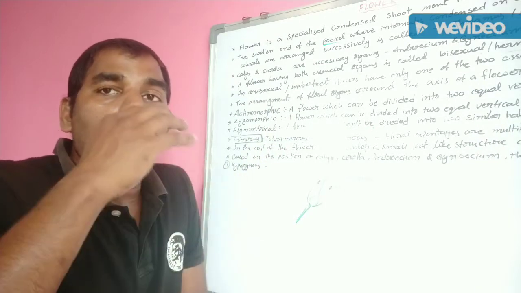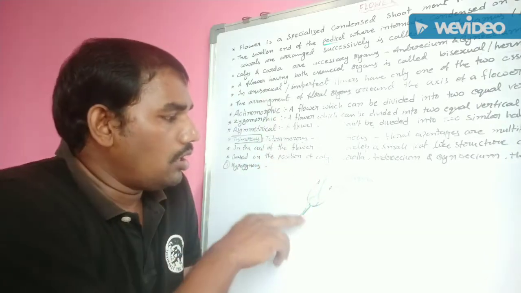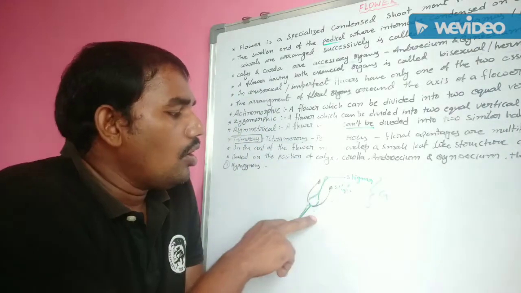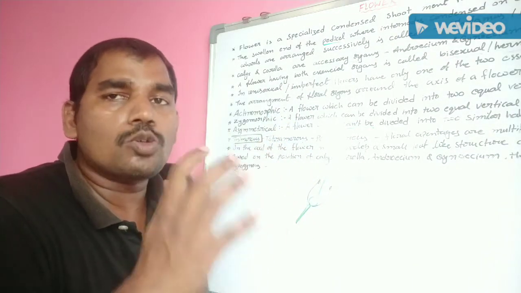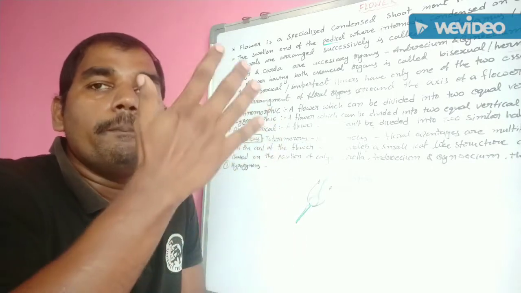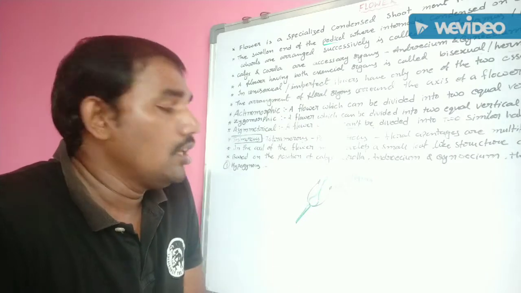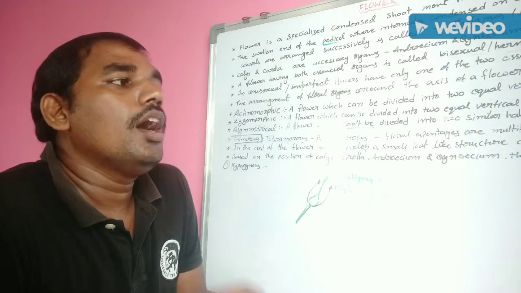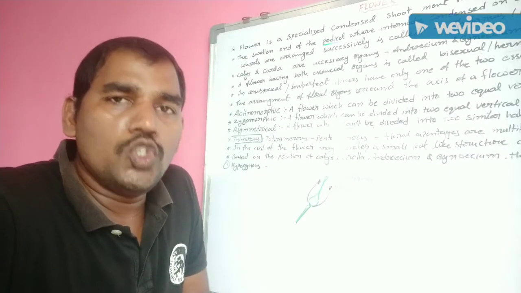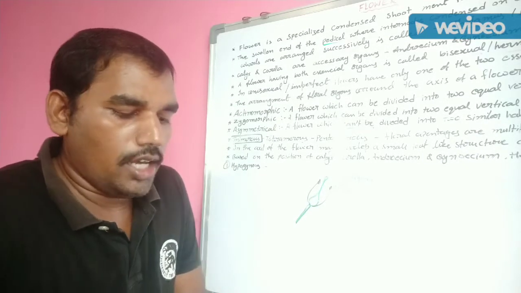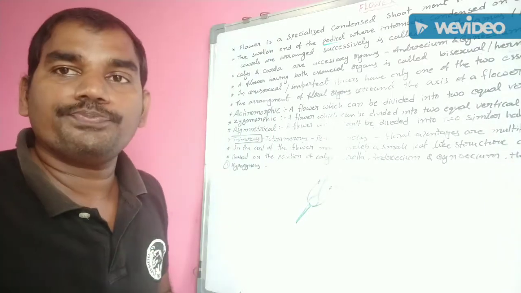That means the gynoecium is at a higher position on the thalamus, and the remaining floral parts like calyx, corolla, and androecium are situated below the gynoecium. This type of flower is known as hypogynous flower. Examples: brinjal, mustard and also China rose.